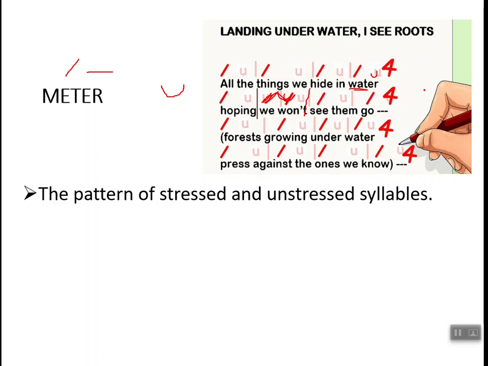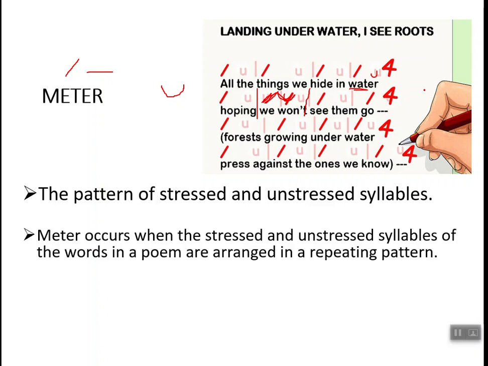And that's really what meter is referring to. It occurs when stressed and unstressed syllables of words in a poem are arranged in a repeating pattern. So, like I said up here, they marked this wrong, and I don't know if that was on purpose to teach meter when I got this picture, but you can see it's a stressed and then an unstressed, repeated three times, and then a stressed and unstressed here, and then a stressed and unstressed here, and then a stressed and a stressed. So that's the pattern.